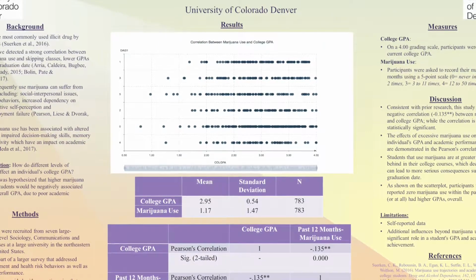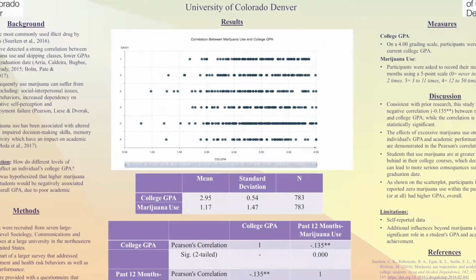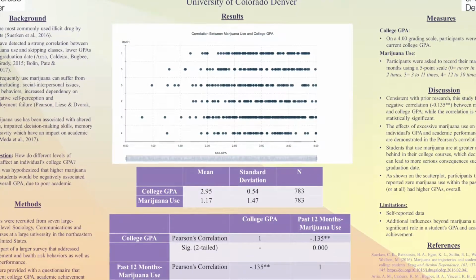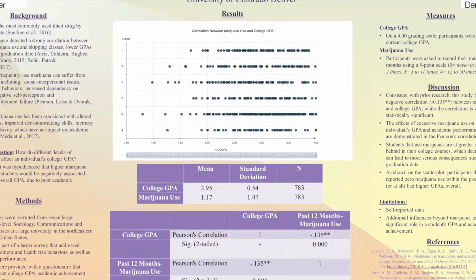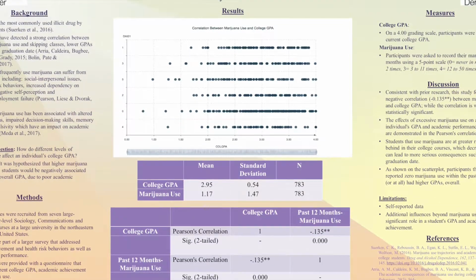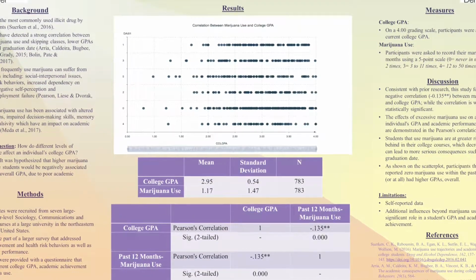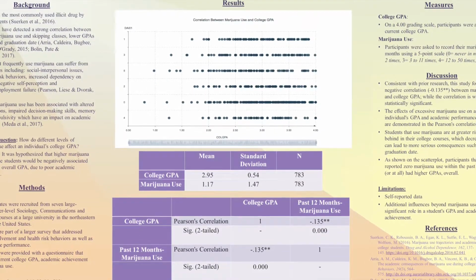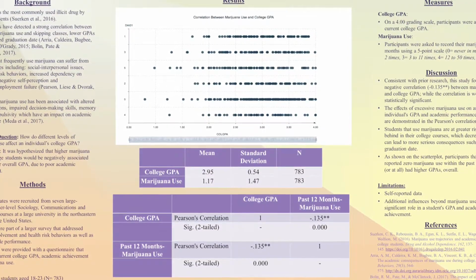We recoded the marijuana variable so that it was more continuous. 0 equaled never in my life, 1 was 0 times in the past 12 months, 2 was 1 to 2 times, 3 was 3 to 11 times, 4 was 12 to 50 times, and 5 was 51 or more times.